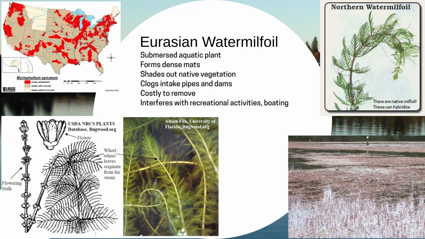If you've ever tried to swim through a dense milfoil area, it's very difficult. I have heard of swimmers becoming entangled and drowning, although I can't verify that was the cause. There is a native version, the northern watermilfoil. These have fewer than 12 leaflets on their compound leaves, where the Eurasian version has more than 12. These two will hybridize, creating a plant that's even more difficult to control with herbicides.